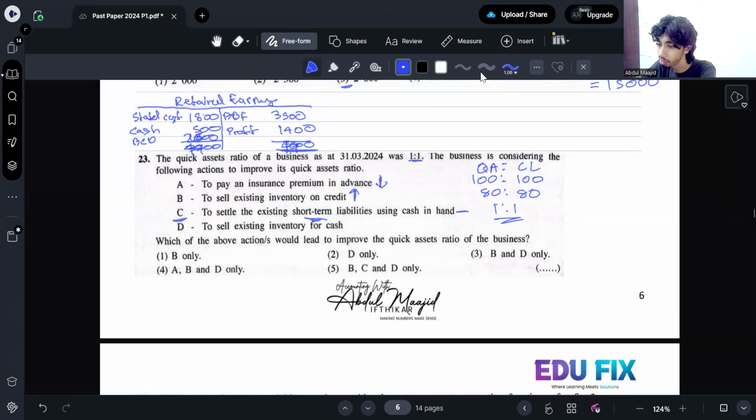D. To sell existing inventory for cash. If you sell inventory for cash, your quick asset will increase. Your inventory is decreasing. Inventory is not a part of quick asset. On the other hand, your cash is increasing. So if the cash increases, your quick asset will increase. Therefore, quick asset ratio will increase. Okay. Then the answer is B and D. Answer number 3.